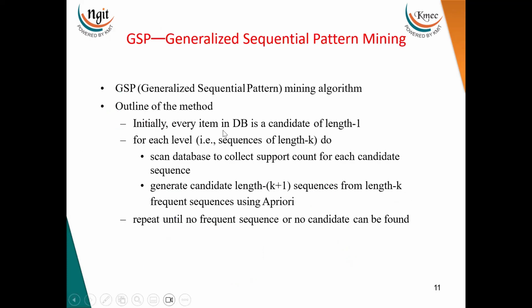Sequential pattern mining has different algorithms, and among those, generalized sequential pattern mining, or GSP, is one. Initially in GSP, first the database is scanned for the candidates of length 1. And after finding the length 1 candidates, it is repeated for the k plus 1 sequences. After finding the length, we need to find the support count. If it satisfies the support count, then those sequences are considered, or else the other sequences will be pruned, just like the Apriori property which we have seen in the earlier videos. And we will follow the steps until there is no frequent sequence or no candidate which is found.